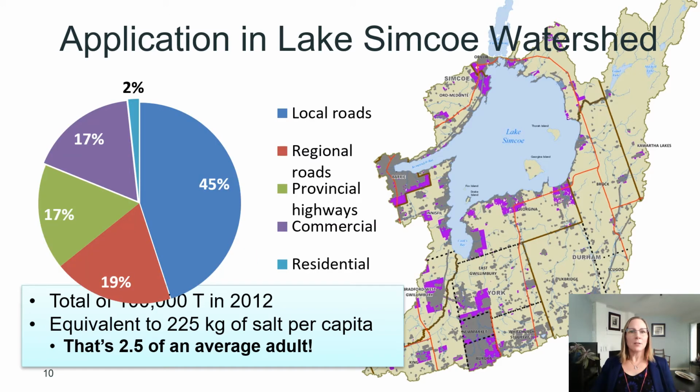This pie chart shows that chloride is primarily from the salt used on roads and parking lots in winter. We estimate that 17% of the salt is coming from commercial parking lots. Estimates in other watersheds are actually much higher than this, so we know that parking lots can be an important contributor.